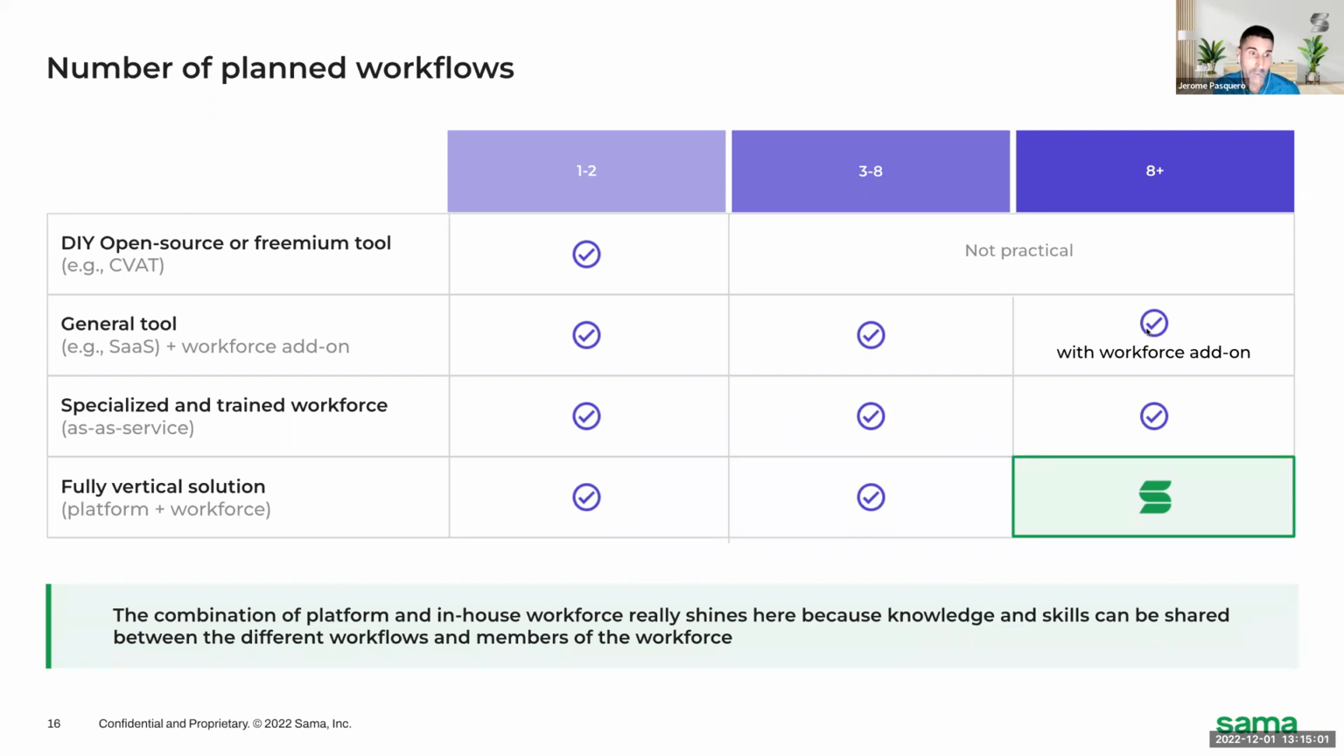We recommend really going with something like a fully vertical solution. And the reason behind that is because this combination of having your own workforce and also your platform allows you to transfer skills from one workflow to another, and make sure that you can keep as much as possible the same people, because there is some kind of knowledge transfer that can happen from one workflow to the next for the same company, obviously.